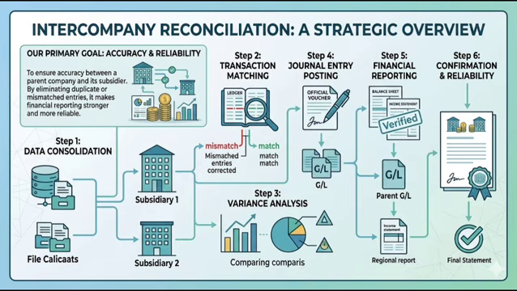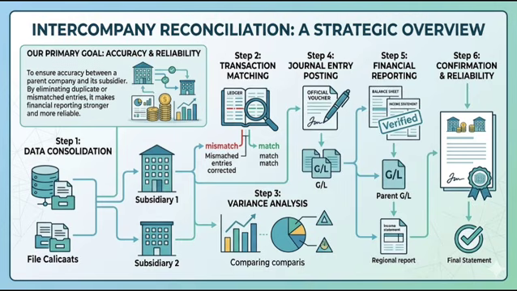Step 1. Data consolidation. The process starts by pulling data from various sources, databases and files, and organizing it by entity, example, Subsidiary 1 and Subsidiary 2. Step 2. Transaction matching. This is the detective work. Systems compare the ledgers of different entities to find matches. Matches are cleared. Mismatches, shown in red, are flagged for correction to ensure the books zero out correctly against each other.